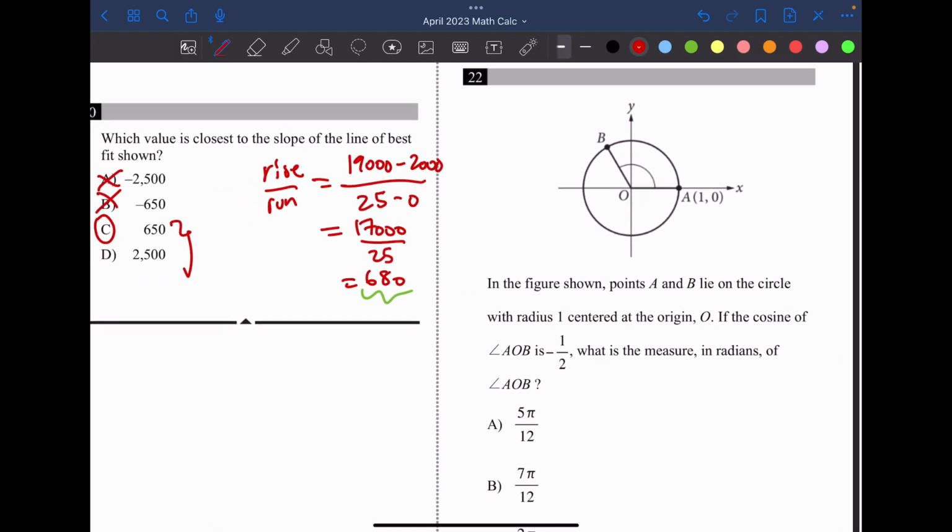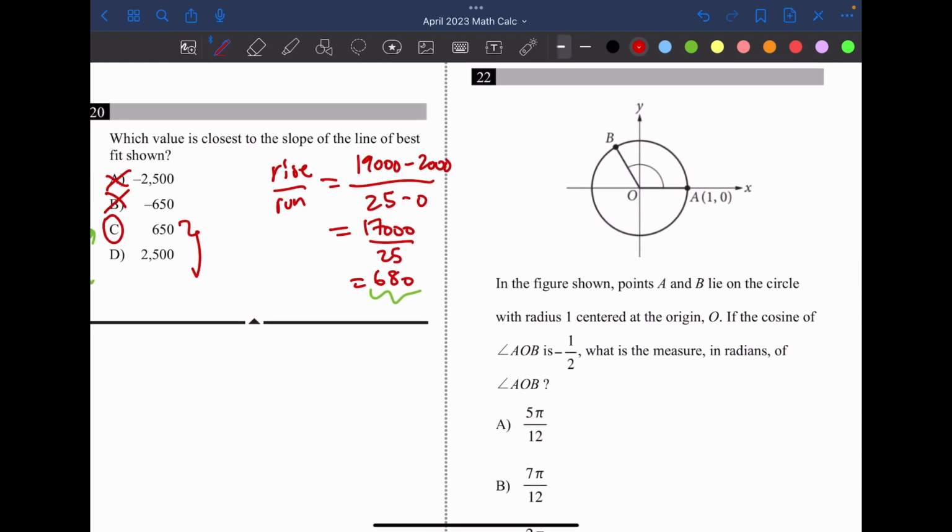In the figure shown, points A and B lie on a circle. So A is over here and B is over here. And then it says with radius 1 centered at the origin. So this is a radius of 1, and we can already tell that because this is 0, 1. So yeah, it has radius 1 and it's centered at O. After that, if the cosine of AOB, so I'm going to draw AOB, it should be this line over here. If the cosine is negative 1/2, what is the measure in radians of AOB?